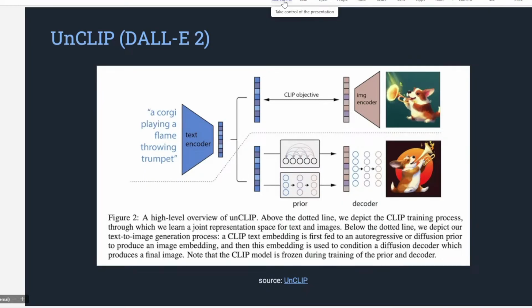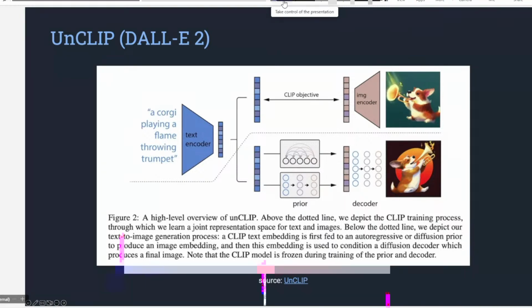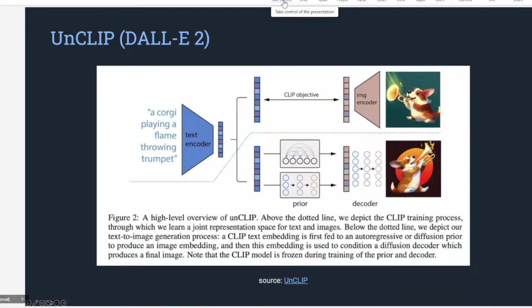Note that the prior mentioned here is basically a pre-trained decoder which learns how to map a latent space to generate an image. In essence, it is called unCLIP because it works by reversing CLIP, where CLIP maps images and text into the same space, and unCLIP takes that embedding and decodes it back into the photorealistic image space. So this is text to image.